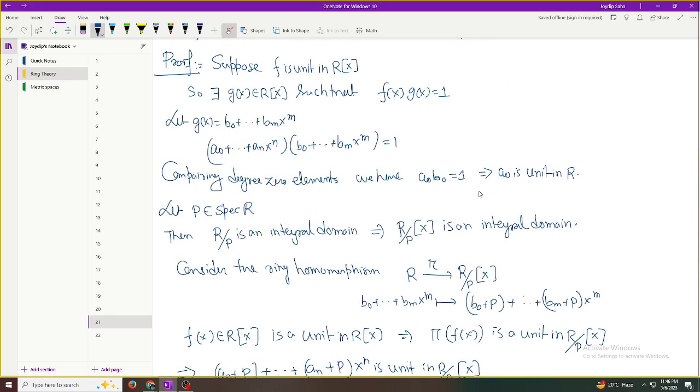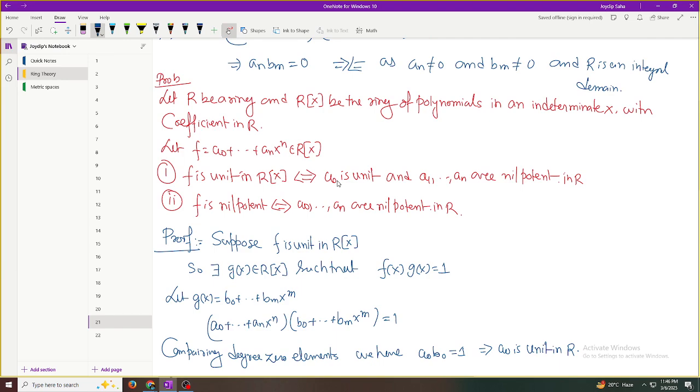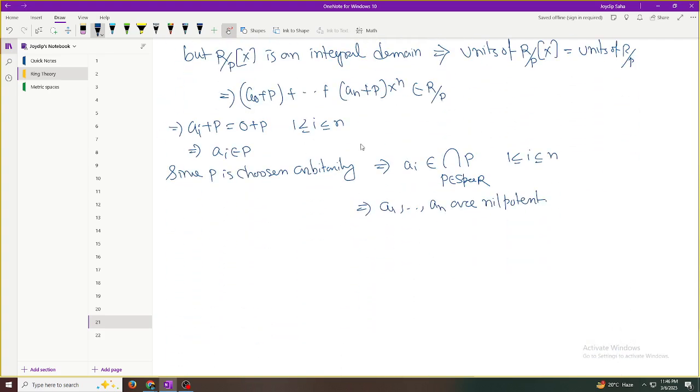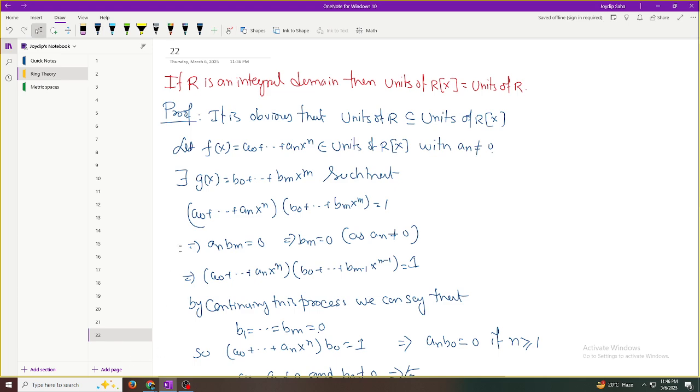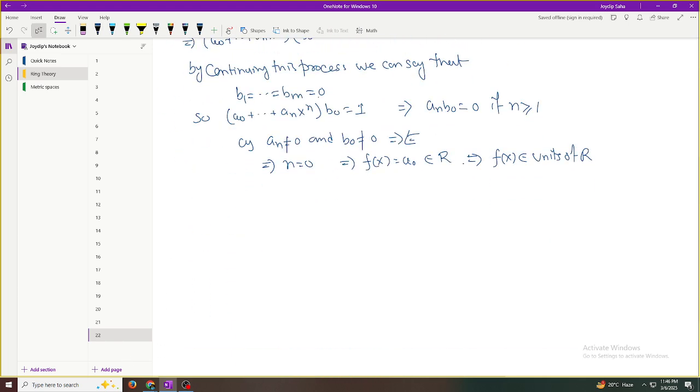So this is a problem, first problem. Now the converse part. For the converse part, we also see an observation. Some observation I am doing on the next page.